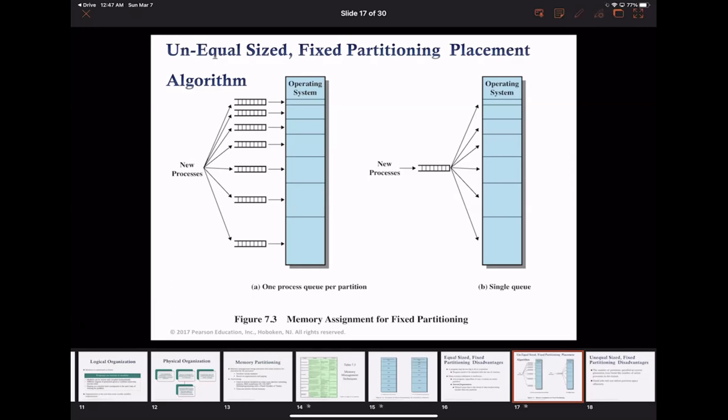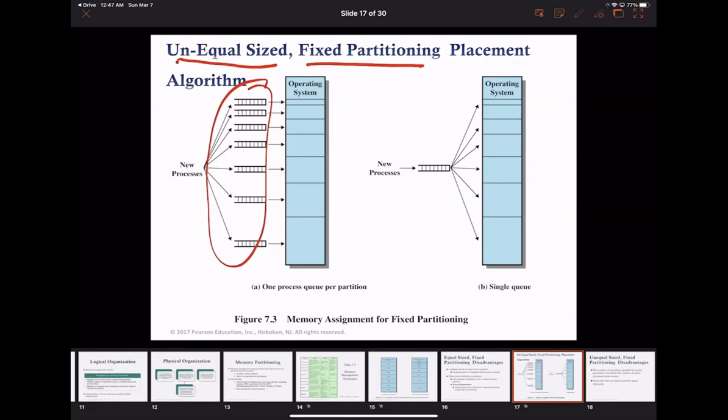So with unequal size partitions, on the other hand, but we're still talking about fixed partitioning placement, there are two possible ways to assign processes to partitions. The simple way is to assign each process to the smallest partition within which it will fit. In this case, a scheduling queue is needed for each partition to hold swapped-out processes that are designated to that partition. The advantage of this approach is that processes are always assigned in such a way as to minimize wasted memory within a partition, which means it would minimize the internal fragmentation.